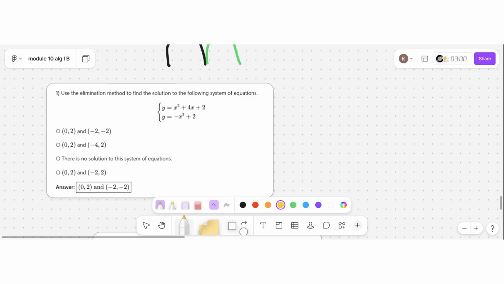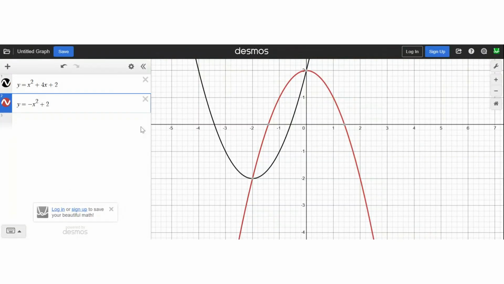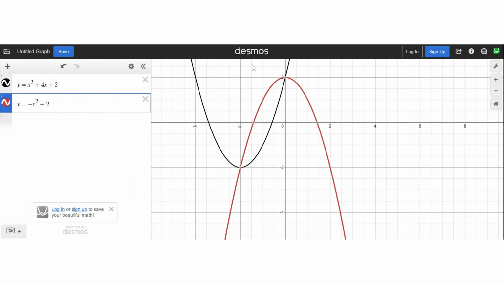The first one says use the elimination method to find the solution to the following system of equations. So you have these 2 equations right here, and it wants you to use the elimination method, but we're not going to use that method. We're instead going to use Desmos to figure out the answer. So I went ahead and already typed this in. So pause the video, type it in yourself. You'll see you get these 2, this black one and this red one.